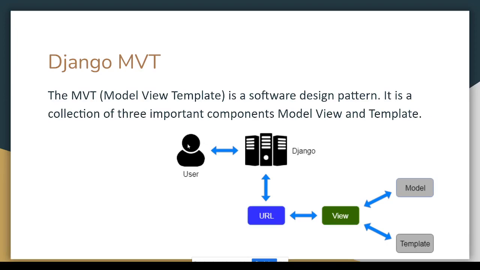For example, we have the user and the computer. For Django, you have the URLs or the path, and then we have the views, models, and template. Later on in my demonstration, I will show you what the view, model, and template are.